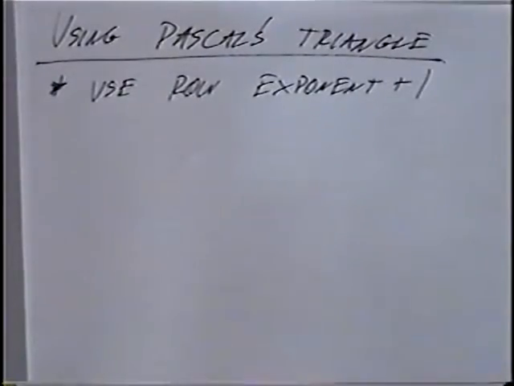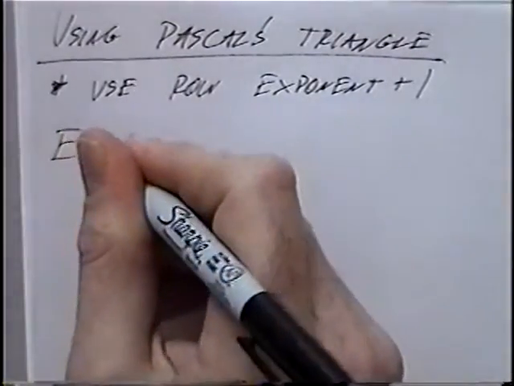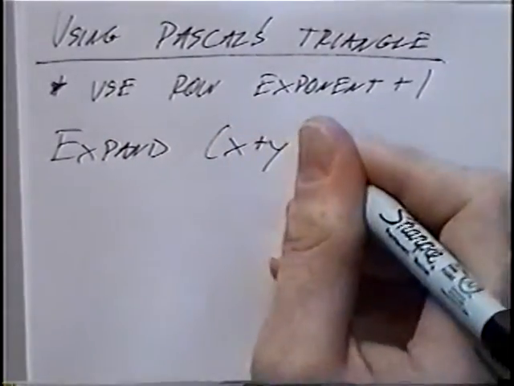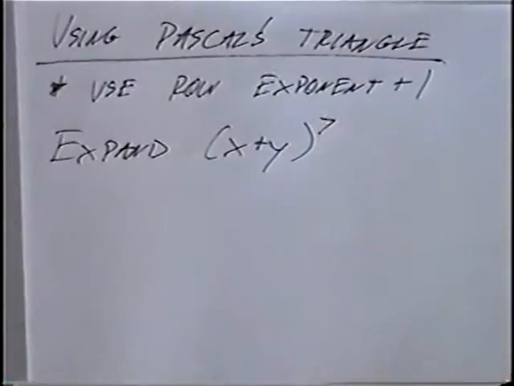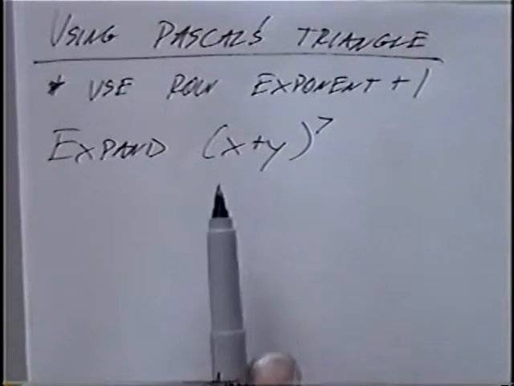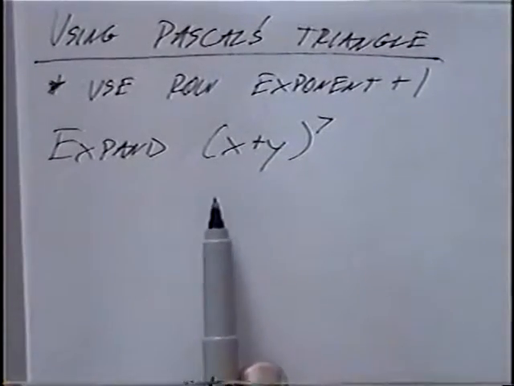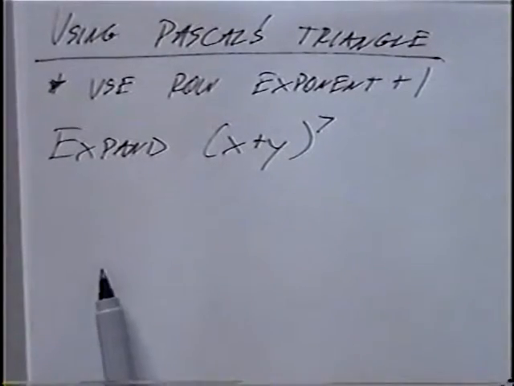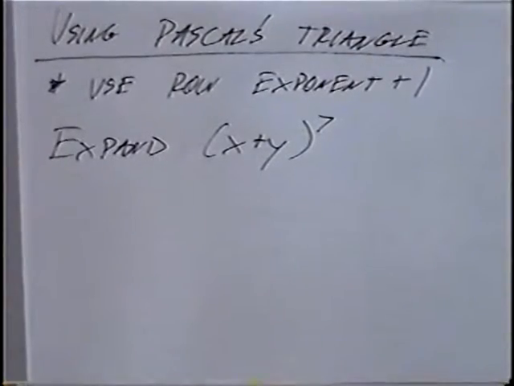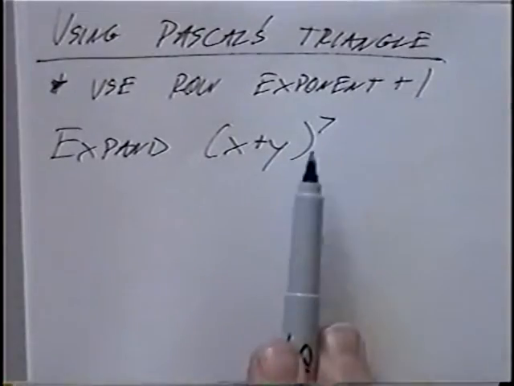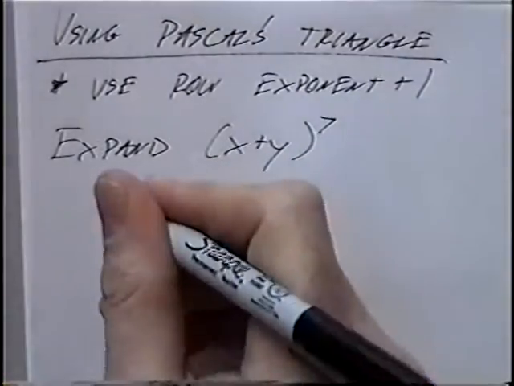First question, and only question for this section, is expand x plus y to the 7th power. To actually solve this algebraically, x plus y, you'd have to write 7 parentheses with x plus y, go through and FOIL each one out until you come up with the polynomial for the answer. The shortcut method is we can use Pascal's triangle, and we'll use row exponent plus 1, the exponent 7, so we'll be using row 8.